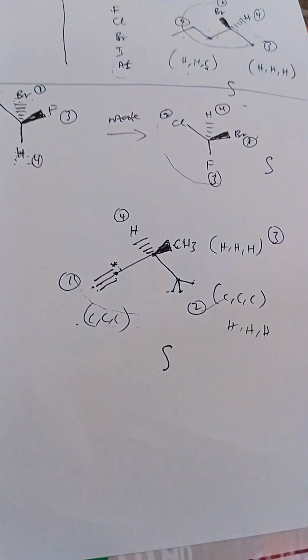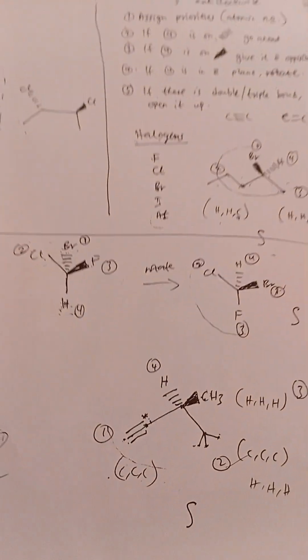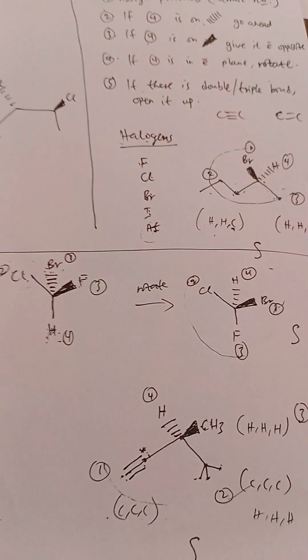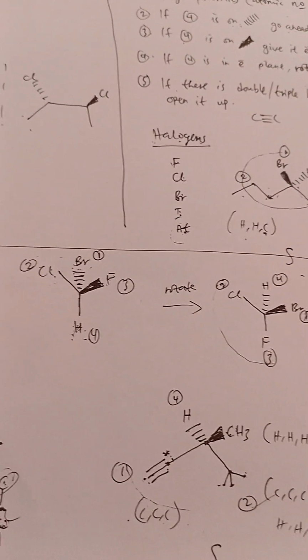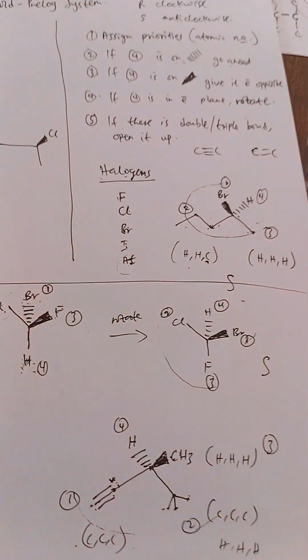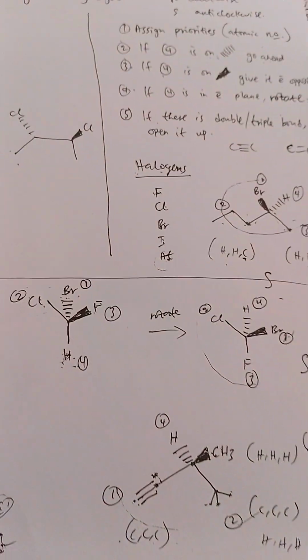This is S. This is the Cahn-Ingold-Prelog system of naming enantiomers. If you have an issue with how to name organic compounds, let me know so I make a video on it, so that when you get the configuration, you just add the actual name of the compound to it. Thank you.